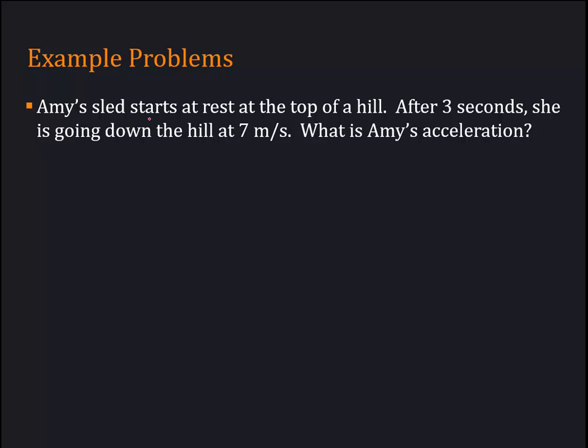So right here it says Amy's sled starts at rest at the top of a hill. At rest is telling me how fast it was going initially. So my initial velocity is 0 meters per second. After 3 seconds, so now I just got a time, 3 seconds. She's moving down the hill at 7 meters per second.